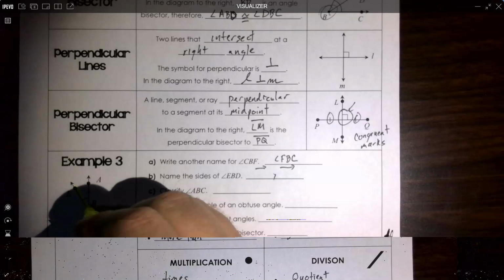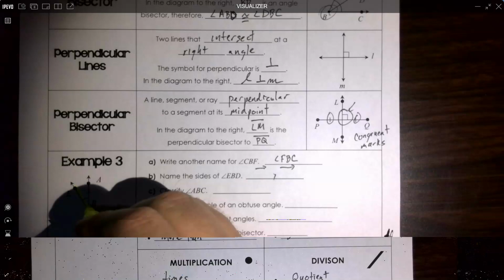Where's X? XTU. Okay, that's angle 2, basically. That's going to be acute. And last but not least, WTX looks like a straight line, otherwise known as a straight angle when we're talking about angles.